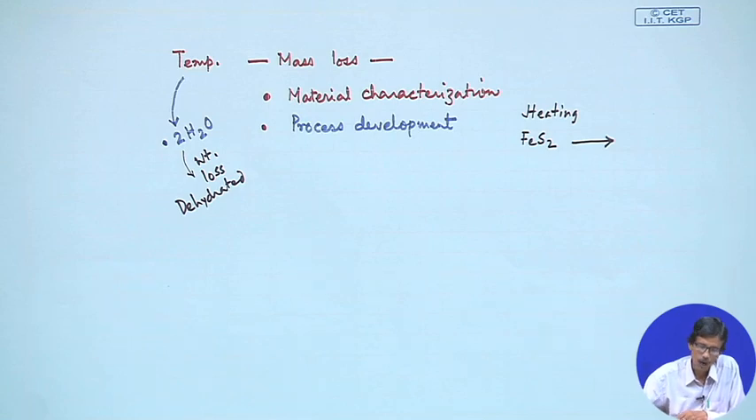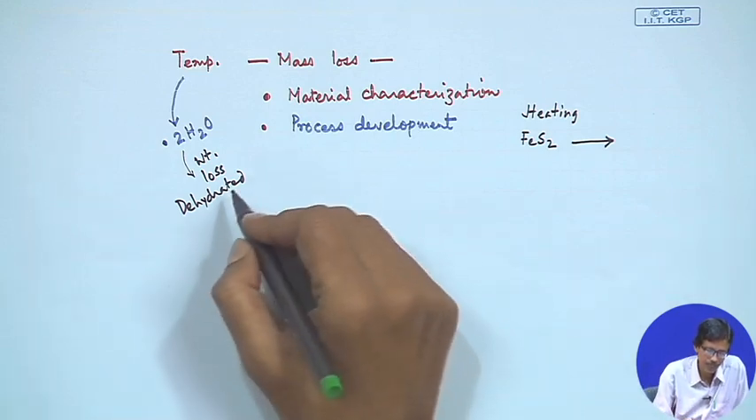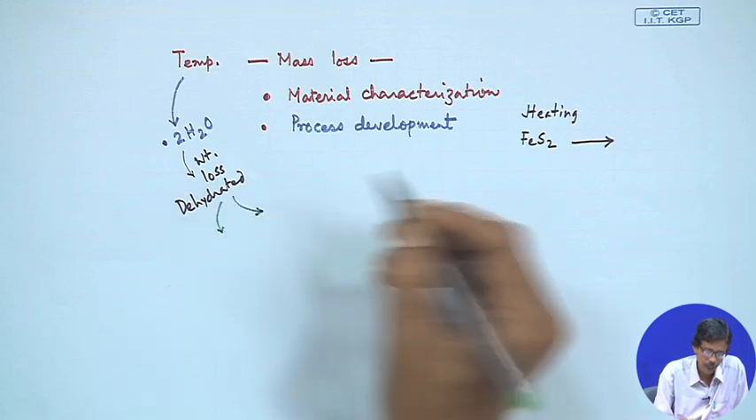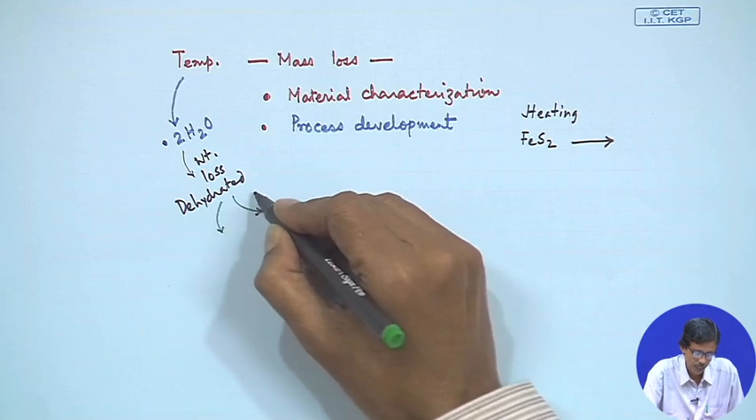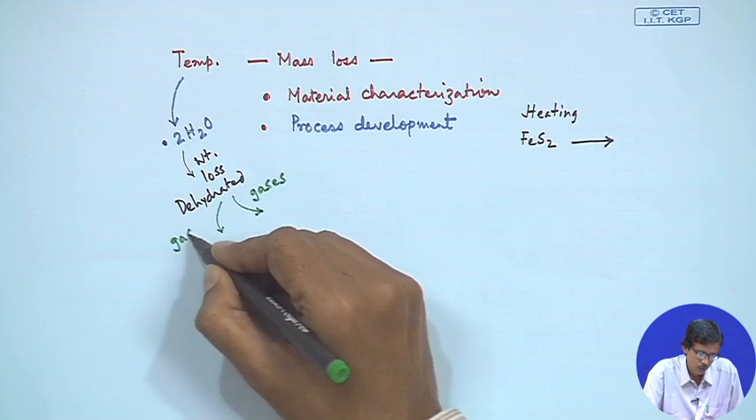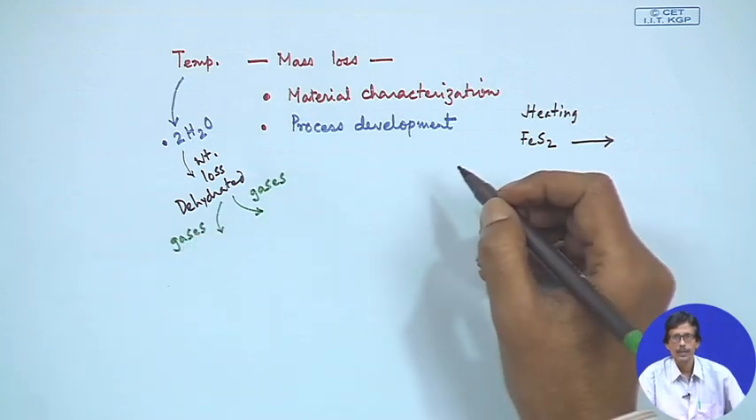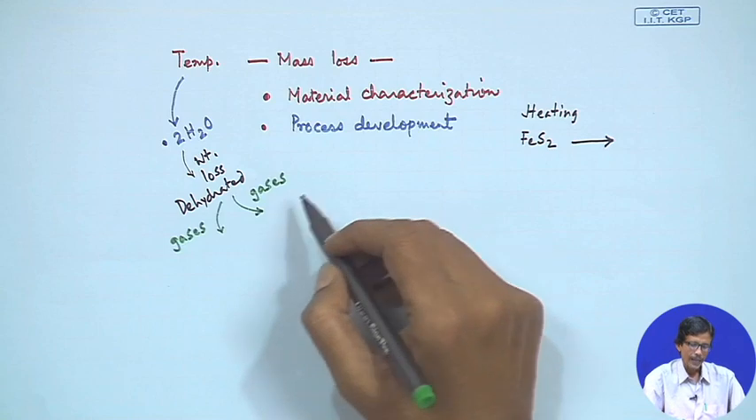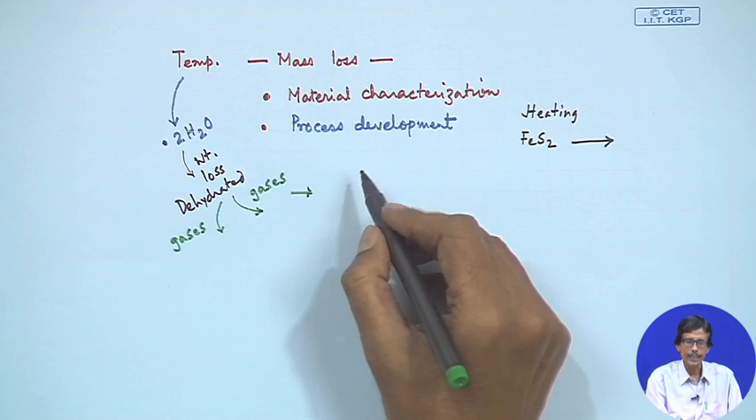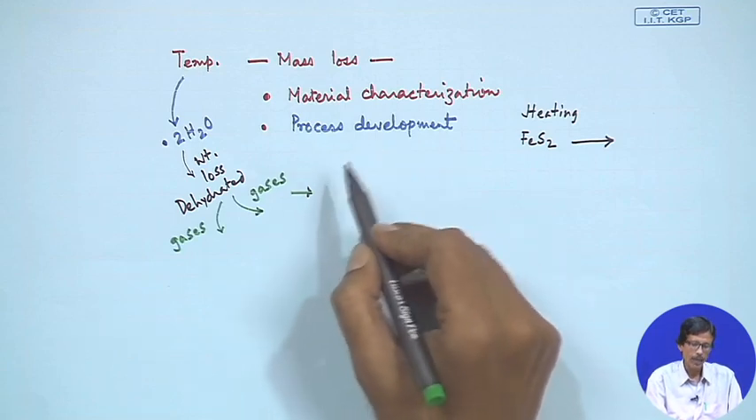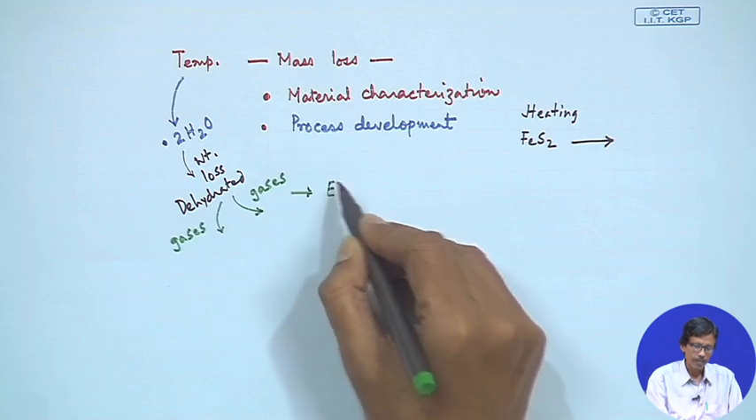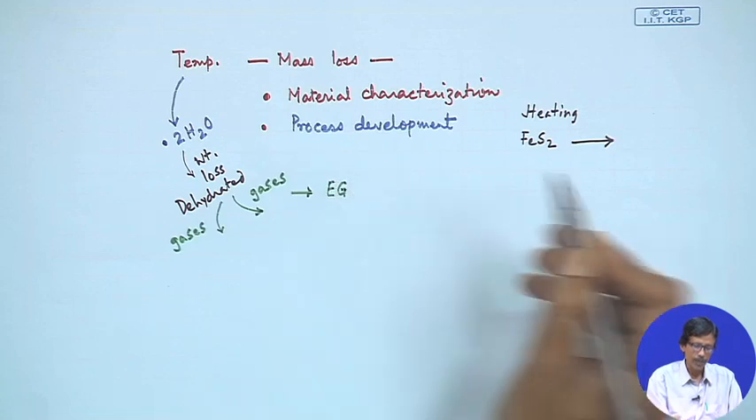Because we know now very well that if there is a loss, we have seen that in the case of magnesium oxalate or calcium oxalate, gases are evolved. These gases are carbon monoxide or carbon dioxide, and that basically gives birth to another typical analytical technique related to mass loss as well as the temperature change for these species, which can be termed as evolved gas.